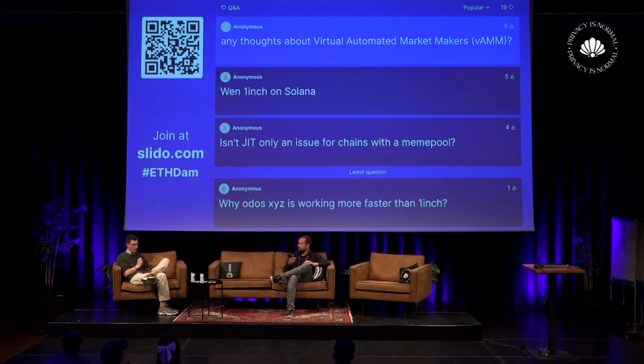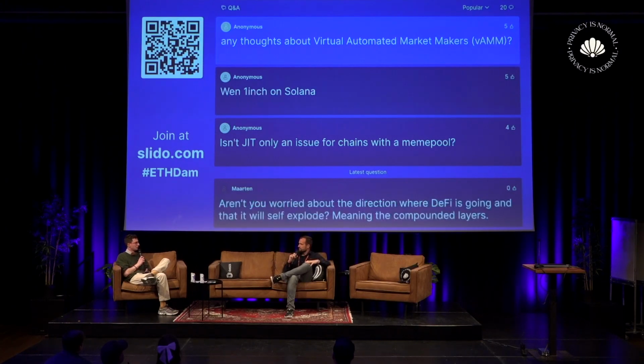Any thoughts about virtual automated market makers, VAMM? That's interesting. I'm not sure how much they're different from automated market makers. They have a narrative problem. I missed this thing, yeah? Virtual. I'm not sure what exactly it is, but I think it's something like AMM, but with some restrictions like concentrated liquidity or other things like Uniswap V3, V4, like Curve, Balancer. I'm not sure, but yeah. Whoever asked that question can go find Anton afterwards and have a discussion about that, I think.